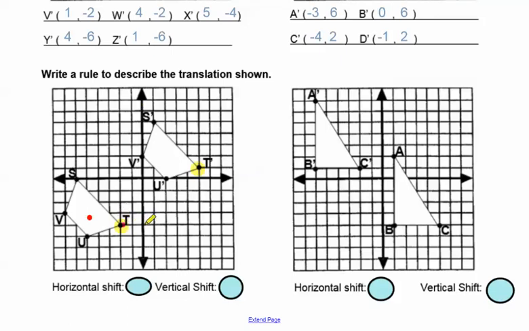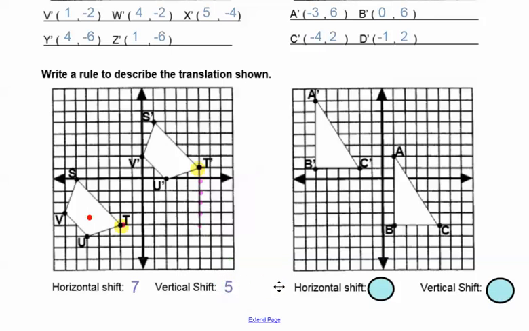1, 2, 3, 4, 5, 6, 7. So 7 spots to the right. Because it's 7 spots to the right, that means it's going to be a positive horizontal shift of 7. And then we are going to move up 1, 2, 3, 4, 5 for our vertical. We moved up 5, which means our vertical is going to be +5.